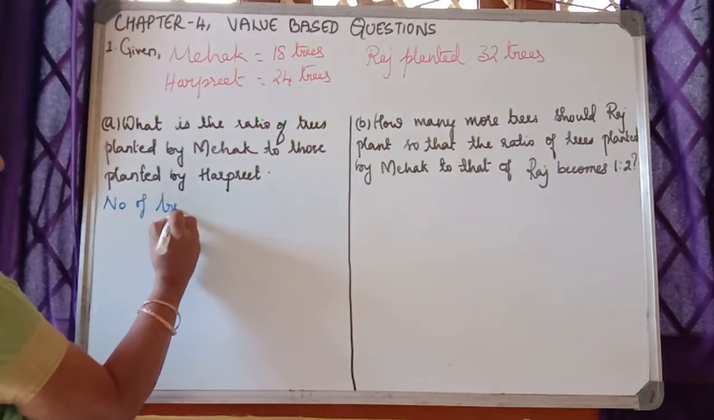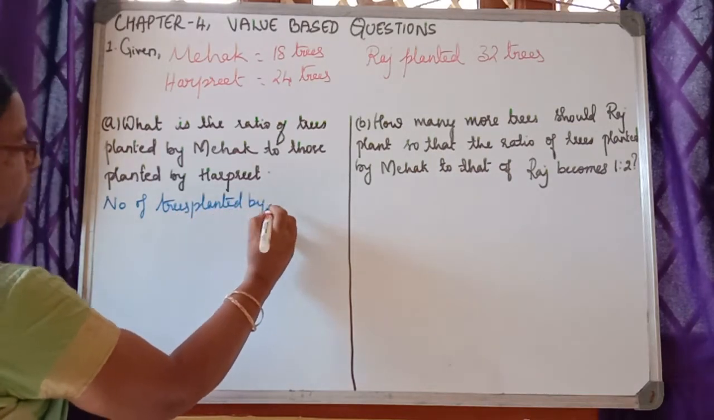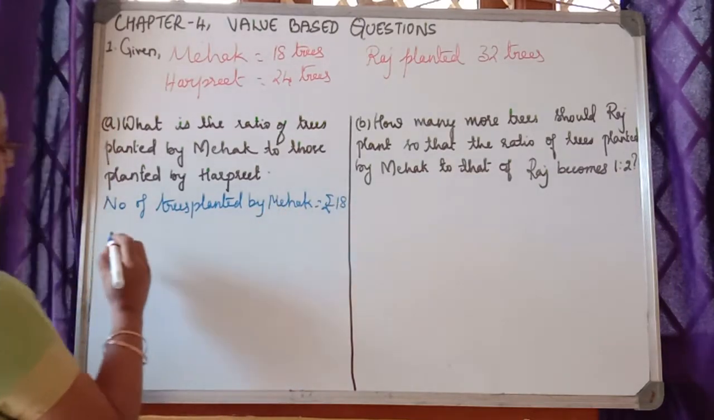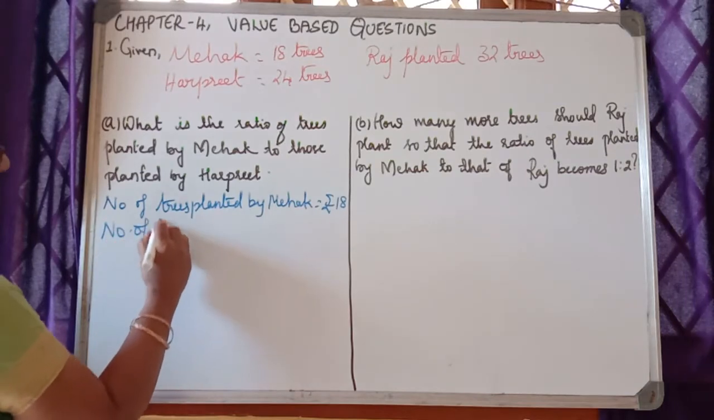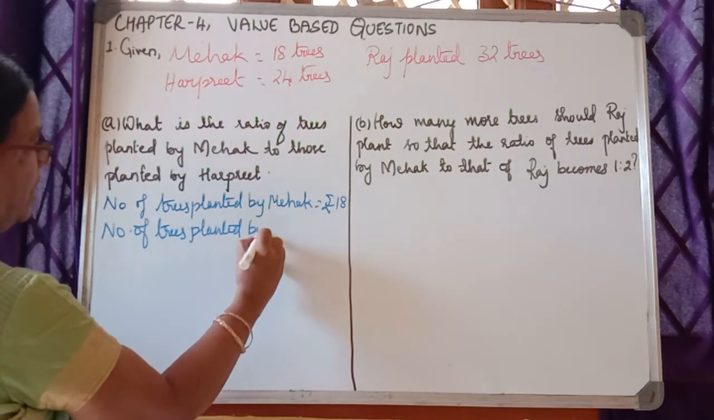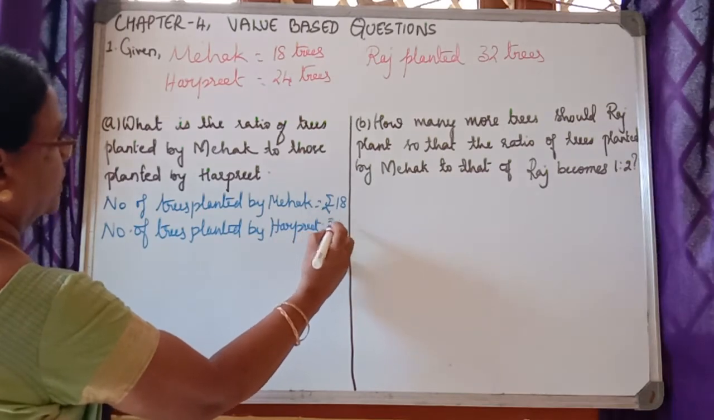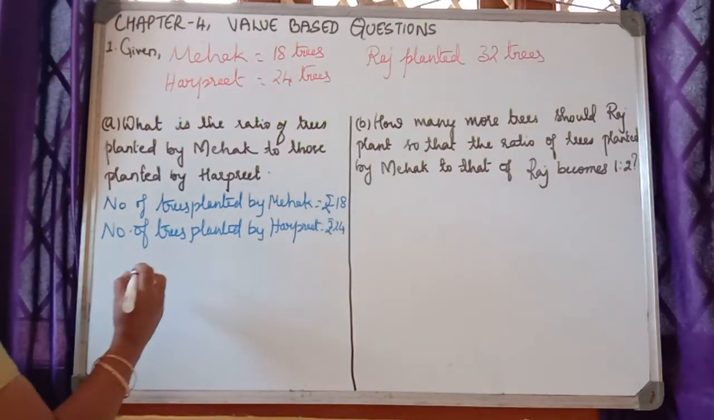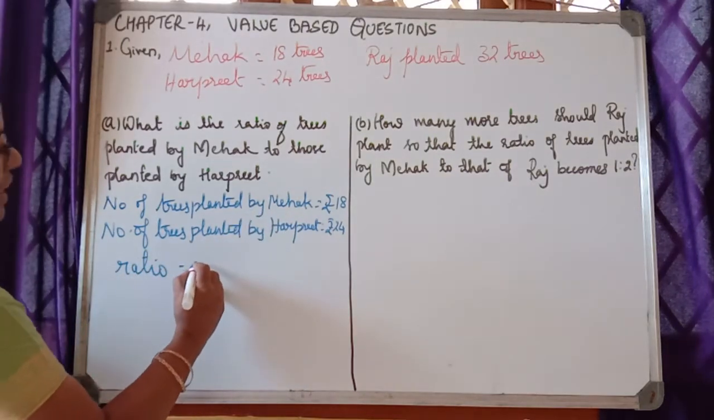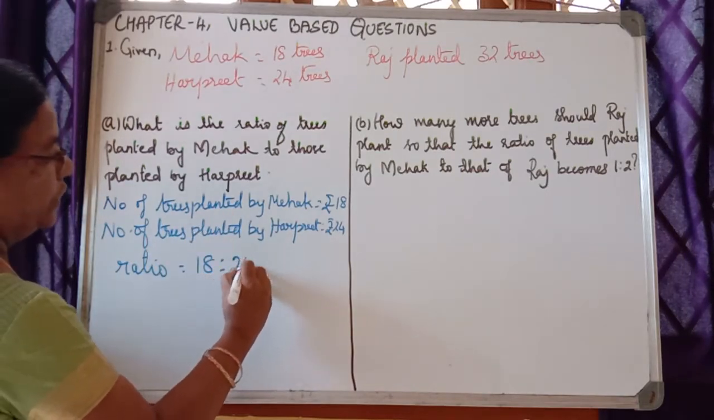Number of trees planted by Mehak. How many? 18. Number of trees planted by Harpreet is equal to 24 trees. Now what is the ratio? Ratio is equal to, first whose name is given? Mehak. So 18 is to second one, Harpreet, is equal to 24.